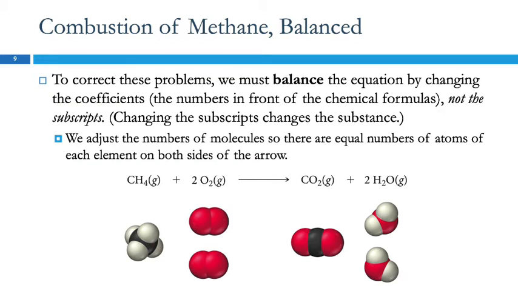We're going to adjust how many atoms or molecules of each compound there are by putting a number in front of it. That's called the coefficient. We're not going to change the chemical formulas because that changes what the substances are, and that doesn't work. Any questions? Understanding chemical equations is very important.